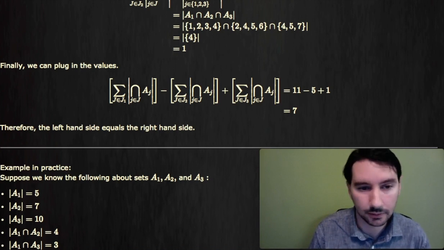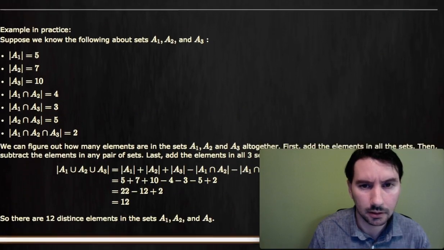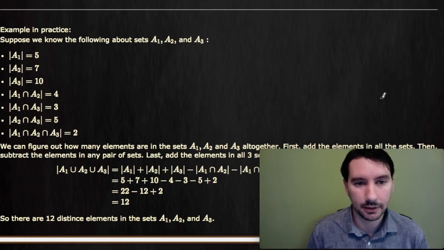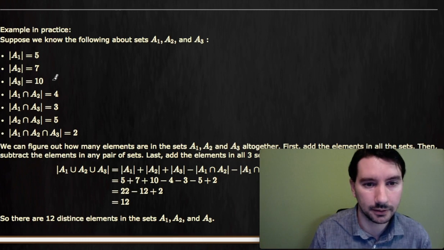So let's look at one way we could use this. Suppose we know how many elements are in each set and the intersection of each set. So we know A1 has 5 elements, A2 has 7, and A3 has 10. And then A1 and A2 have 4 in common. A1 and A3 have 3 points in common. And A2 and A3 have 5 points in common. And all 3 of the sets have 2 points in common.